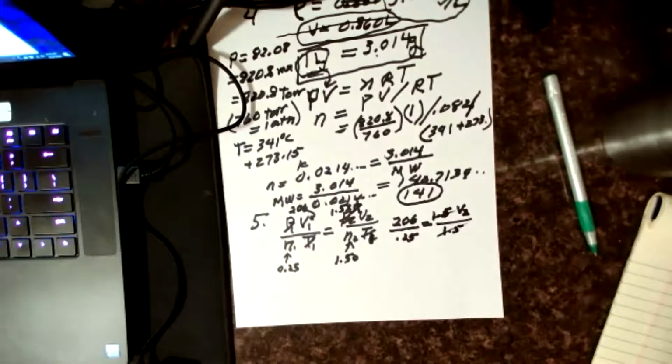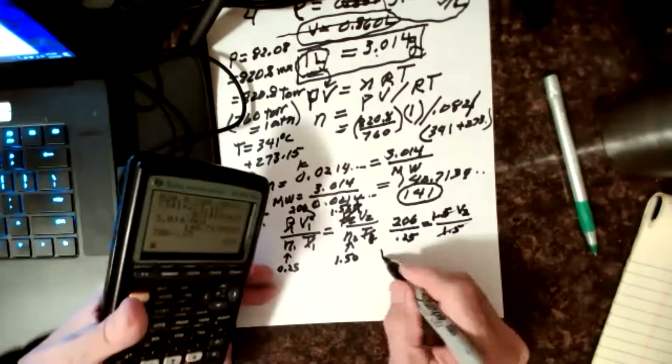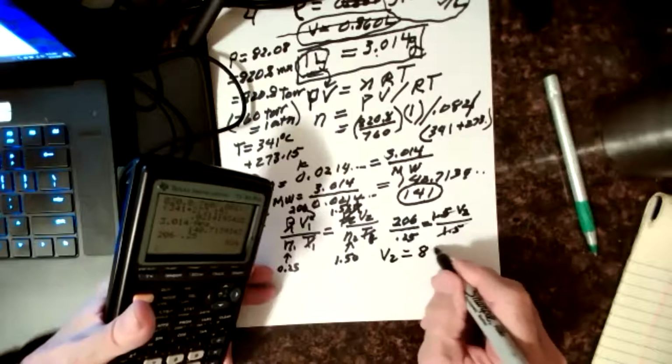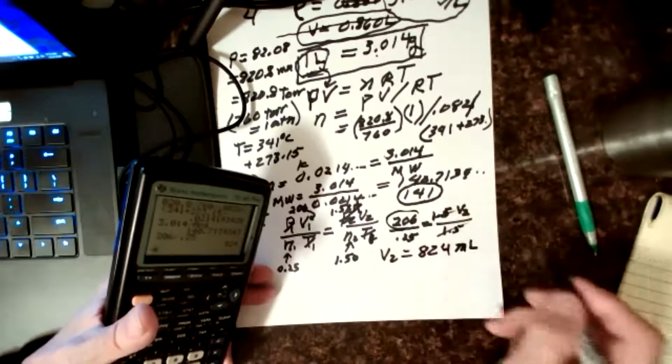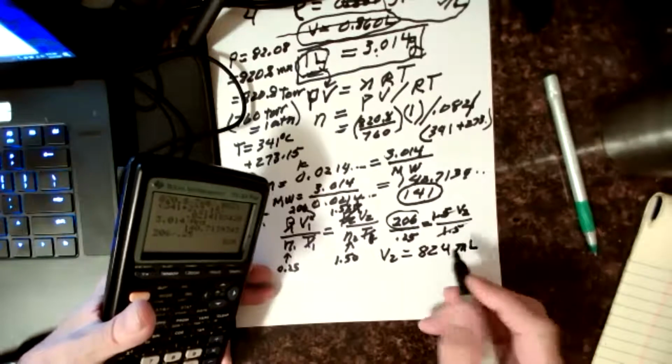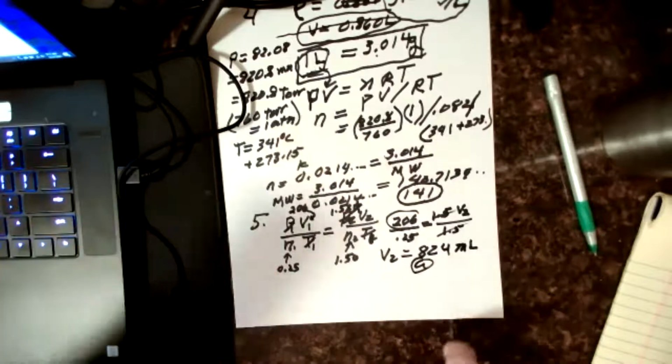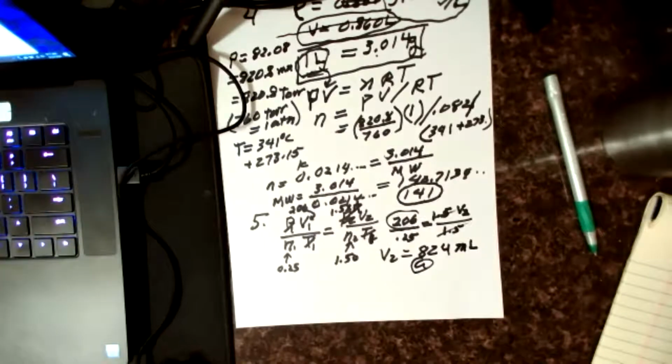So if I take 206 and divide by 0.25, works best if you turn the calculator on. 206 divided by 0.25. That comes out to be 824. And it'll be in milliliter units because that's what this was in, milliliters. So 824, that's response A on the test. So we are in agreement with that.